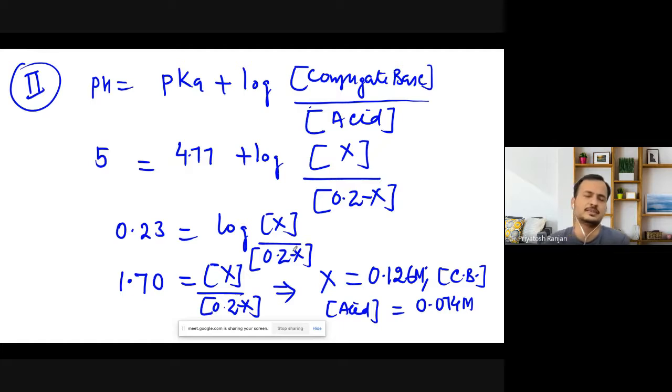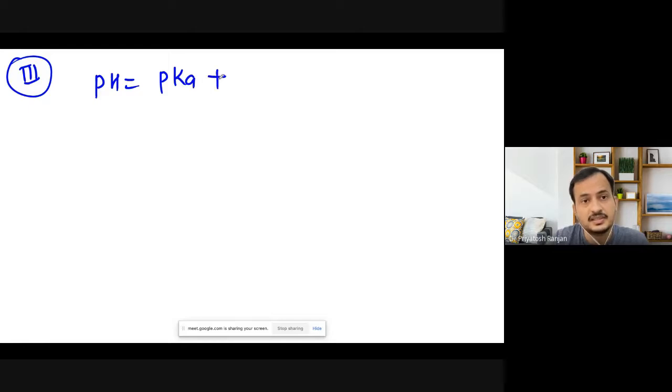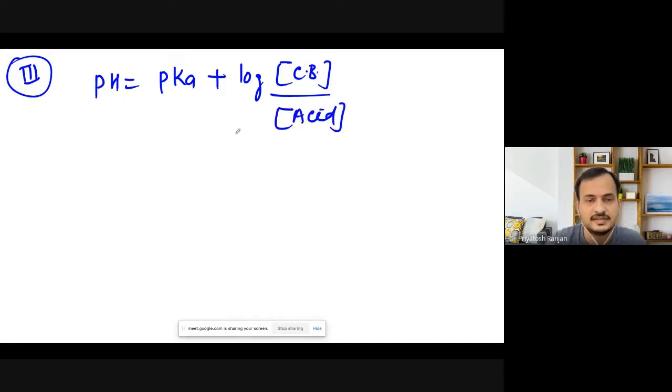So these are the values I'm getting. These values are the same. That's what I said at the start of this question, that I can solve the same question in 3 different ways. So this is the second way. And the third is going to be a very simple way, where you can still use this Henderson-Hasselbalch equation, pH equal to pKa plus log conjugate base. Remember, in this question, the conjugate base is CH3COO minus, and then the concentration of acid.